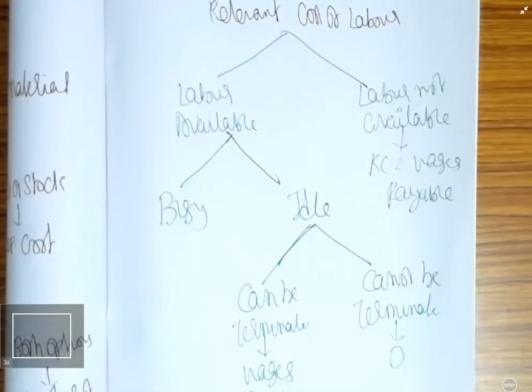The relevant salary paid to a person who cannot be terminated is technically 0, because it is an unavoidable expense. Anything which is avoidable is relevant. Anything which is unavoidable is irrelevant. Unavoidable is technically irrelevant. That is what the analysis is. Clear? Any doubts on this? Now I'll discuss the busy part.